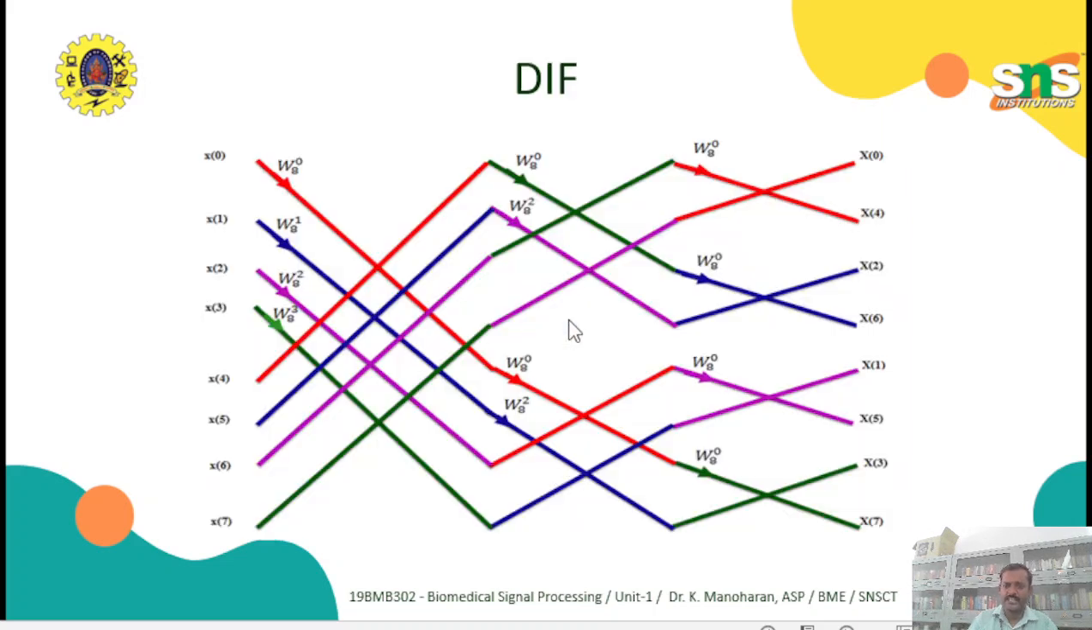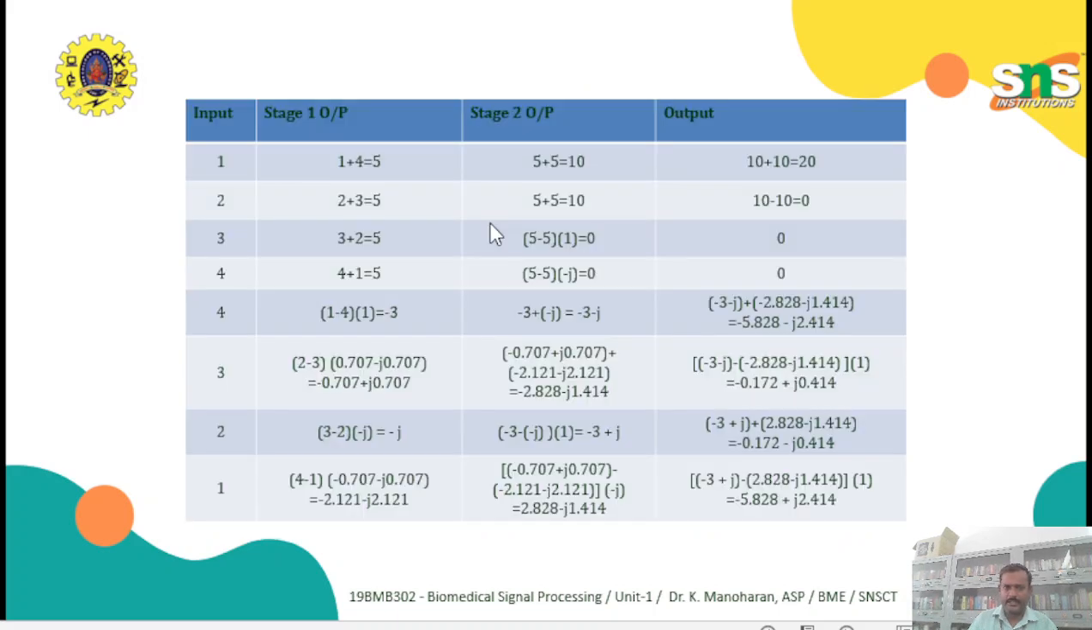Now come to the second stage. Look at this second stage. The first input and third input should be considered, and they should be added, and then for the down leaf they should be subtracted and multiplied with W08. Now look at this, here we have the inputs.